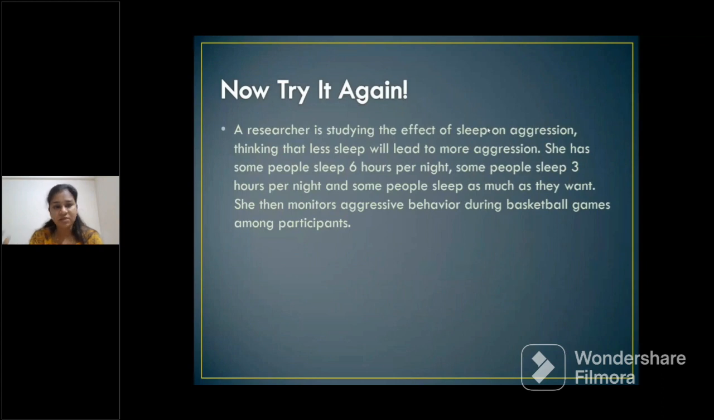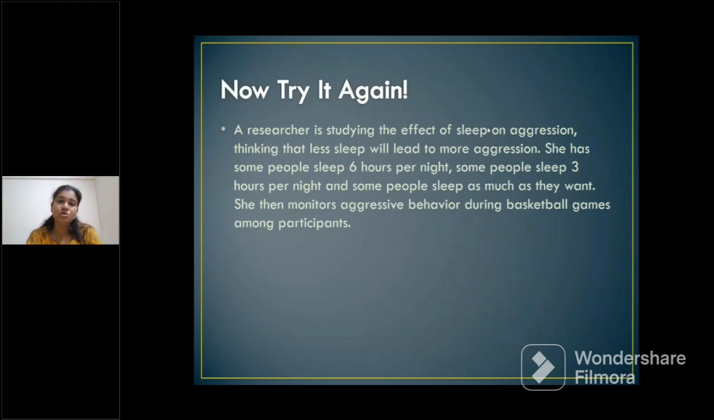You can go ahead in multiple ways. This is another example that I have taken up. A researcher is trying to study the effect or impact of sleep on aggression, different types of moods. There are people who sleep 6 hours a night, some people sleep 3 hours a night, and there are people who sleep as much as they want. The more the aggression, the more adverse the impact on sleep.